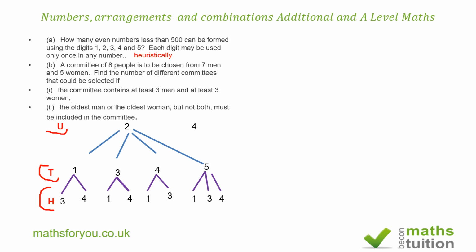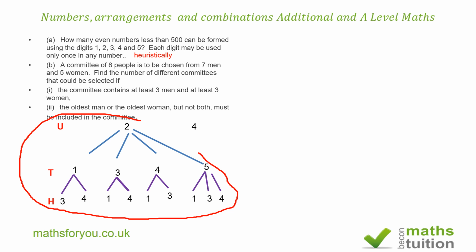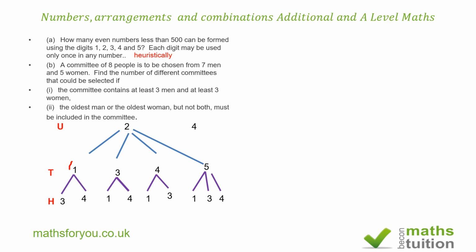Right, so if I go down the 2 digit route, everything has got to end in 2, right? If I go down that route, I can have my 2. I can also have 10 plus 2, and I get 12. And I can do 3 plus 2, and I get 32. And I can do 4 plus 2, and I get 42. And I do 5 plus 2, and I get 52. You see that there?